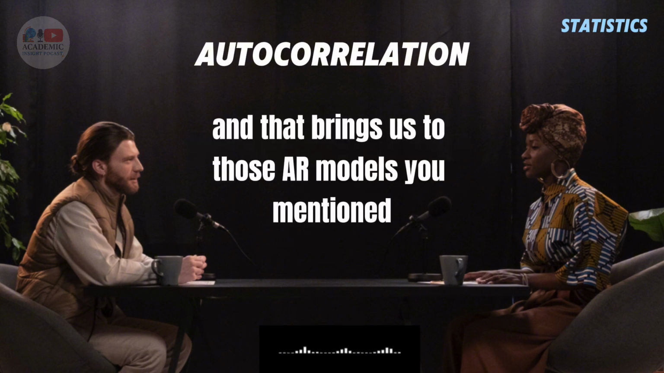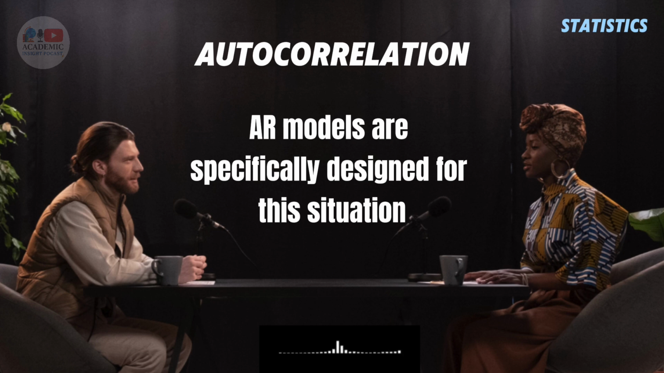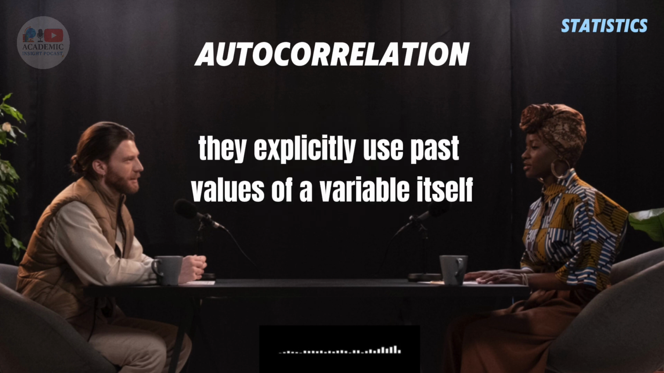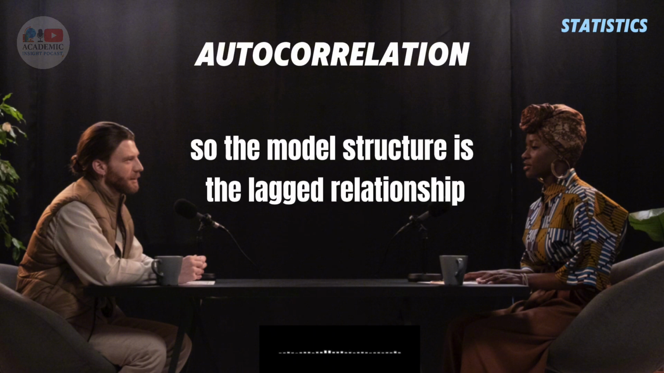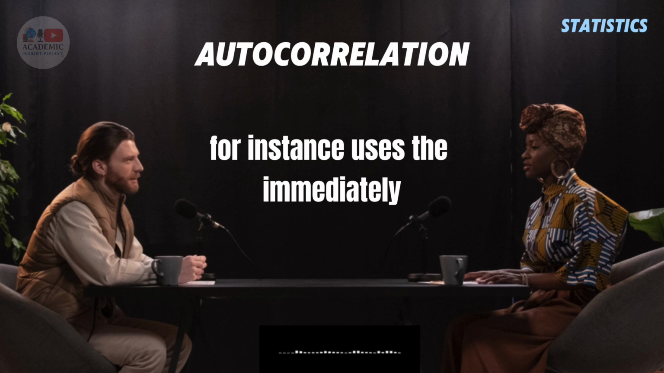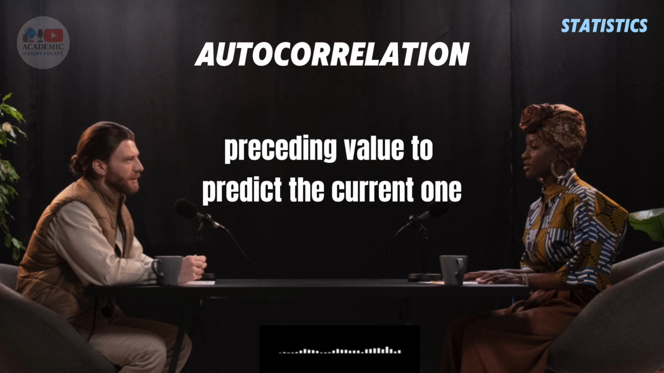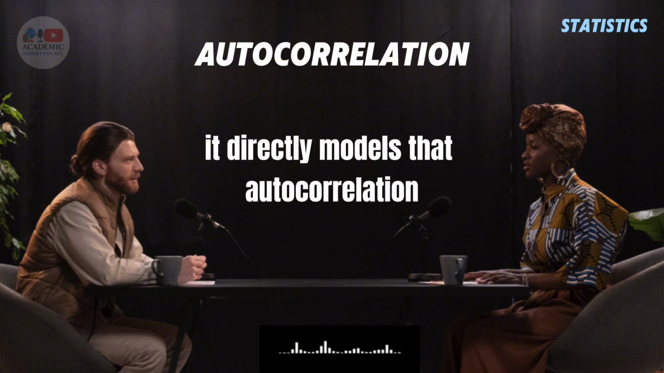And that brings us to those AR models you mentioned, autoregressive models. Yes. AR models are specifically designed for this situation. They explicitly use past values of a variable itself to predict its future values. So the model structure is the lagged relationship. Exactly. An AR1 model, for instance, uses the immediately preceding value to predict the current one. An AR2 uses the past 2 values, and so on. It directly models that autocorrelation.